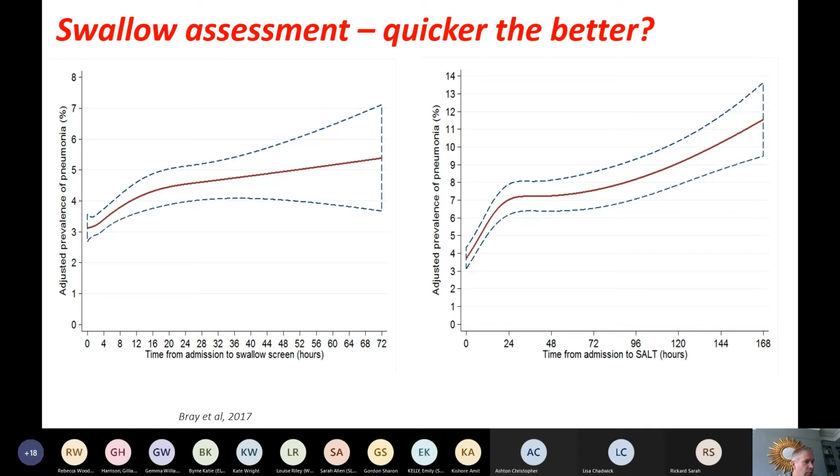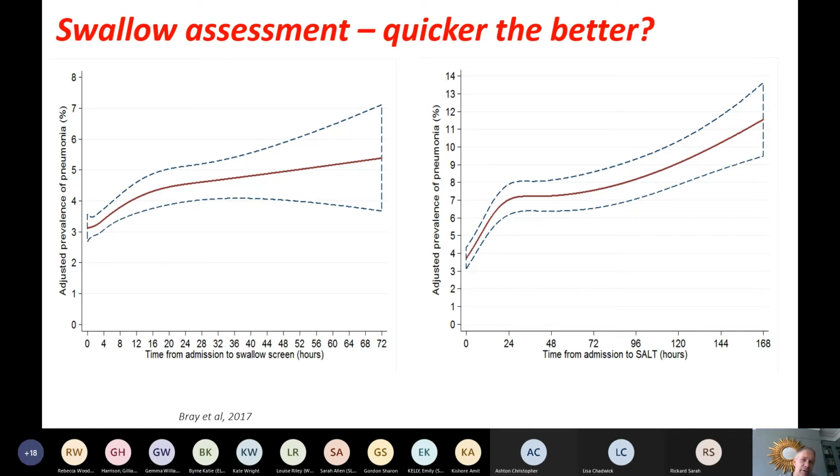In fact, what this might simply represent is that the patients who had the more delayed speech and language therapy assessment had it delayed because they were already too unwell or too sick, or their strokes were too severe. And in fact, they were already developing pneumonia or already had pneumonia at the time that the assessment was done. We think that these findings are important because it does beg the question as to whether doing these assessments quicker could actually prevent SAP in at least some individuals.